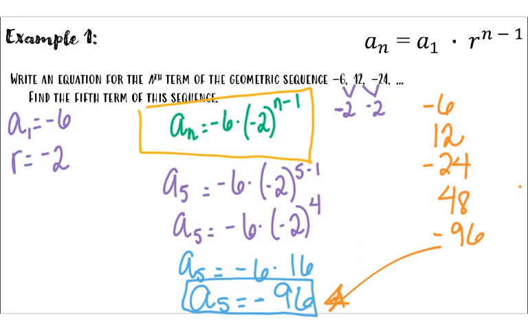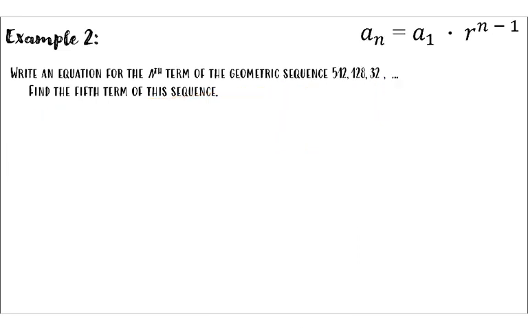Let's try another example. But this time, our common ratio is going to be a fraction. So we need to write an equation for the nth term of the geometric sequence 512, 128, and 32. And we need to find the 5th term of this sequence. All right, so just like the previous problem, there are only 2 things we need to figure out: the a sub 1 and the common ratio.